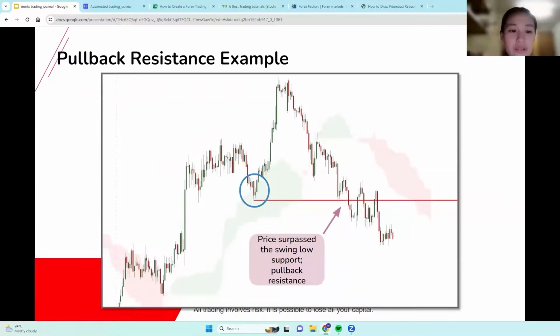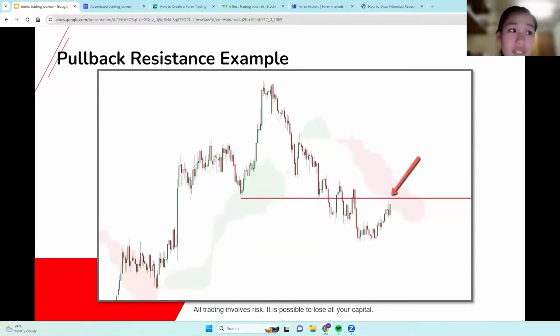Okay, now pullback resistance. Here we have a swing low, and thus a possible support level. With price passing below the swing low support, it is now a pullback resistance. If we see in the next slide, you can see that price actually pulls back to this resistance level. And once it reaches and reverses off the pullback resistance level, it then becomes an overlap resistance level. Okay, which we will get into now.